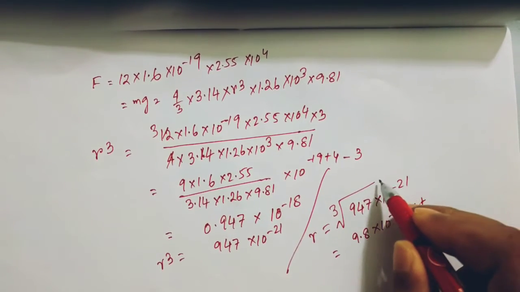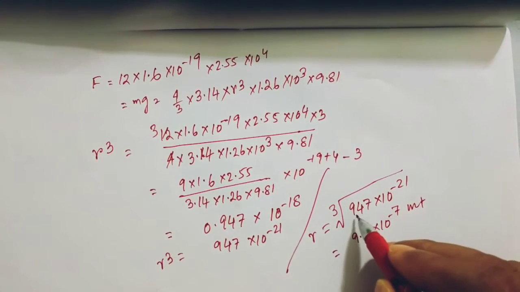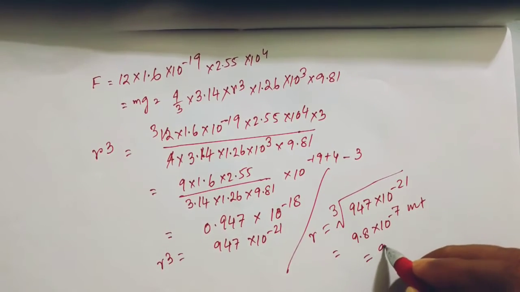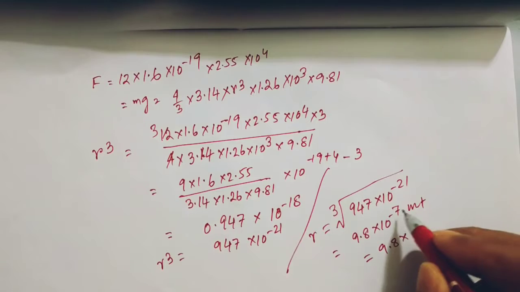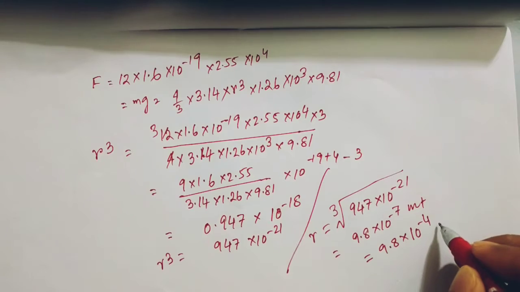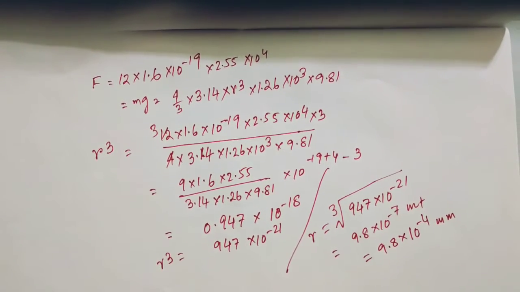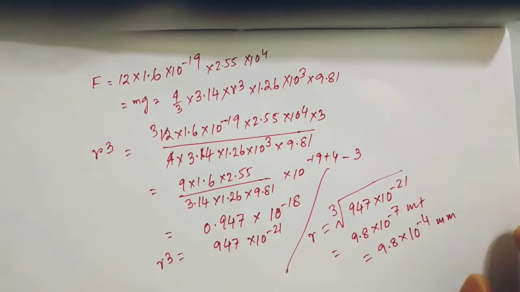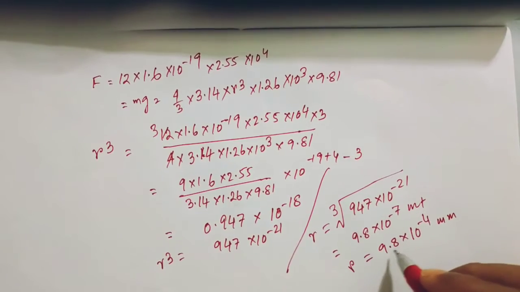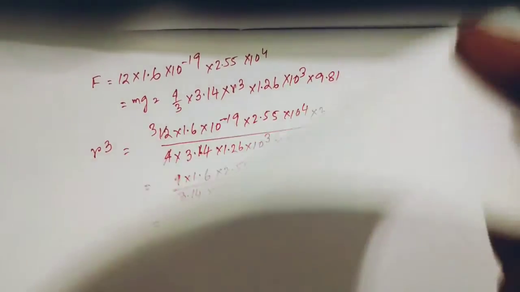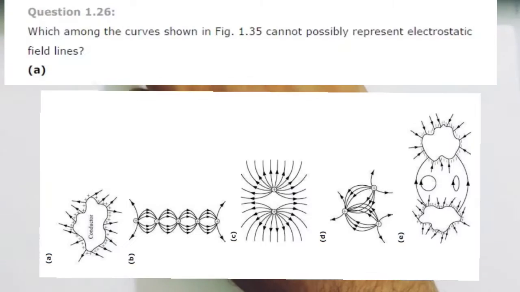Okay, minus 7 cube is 21, right? And the cube root of this one is 9.8, right? So you can say 9.8 into 1 meter is 1000 millimeter. So we will say this is 9.8 into 10 raised minus 4 millimeter. So this was the part of the Millikan test. So you got this result, right? So the radius of this oil droplet will be 9.8 into 10 raised minus 4. Okay. So now move to the next question.